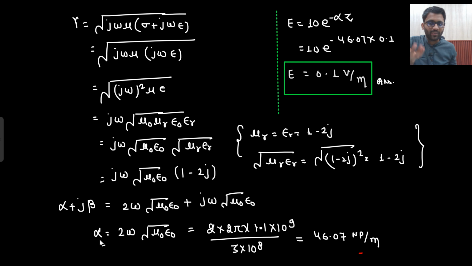How did we get it? By doing this analysis, we can take j omega outward under root mu epsilon, that is mu naught, mu r, epsilon naught, epsilon r. So this we took outward, and this is how we separate the real part and imaginary part. From there we got the real part, 2 omega under root mu naught epsilon naught, and from there we get the value of alpha. If we get the value of alpha, then we can see the electric field is decaying. How it is decaying we can see, and z is 0.1 meter only, so 0.1 meter distance we need to travel.